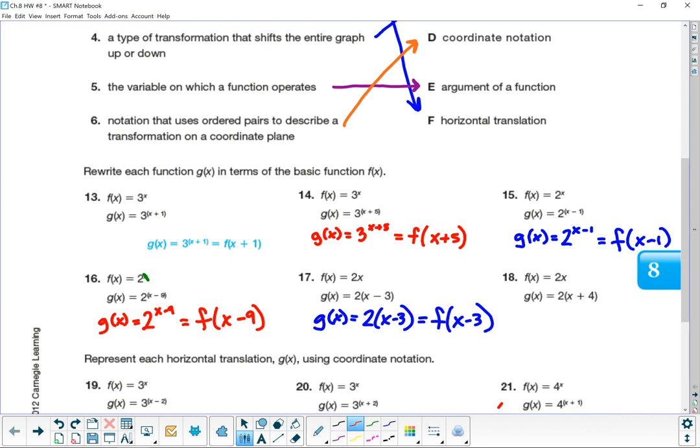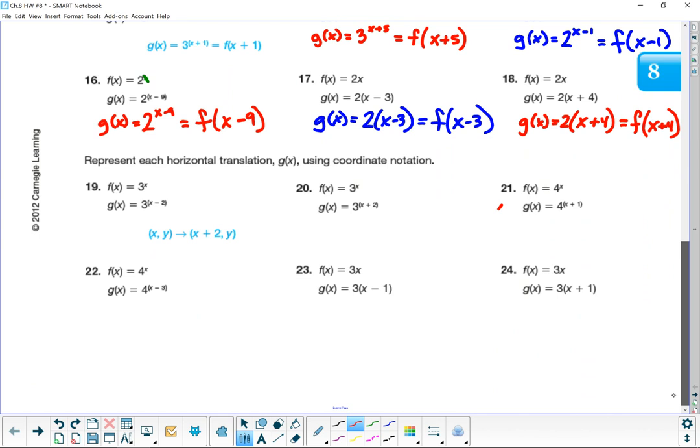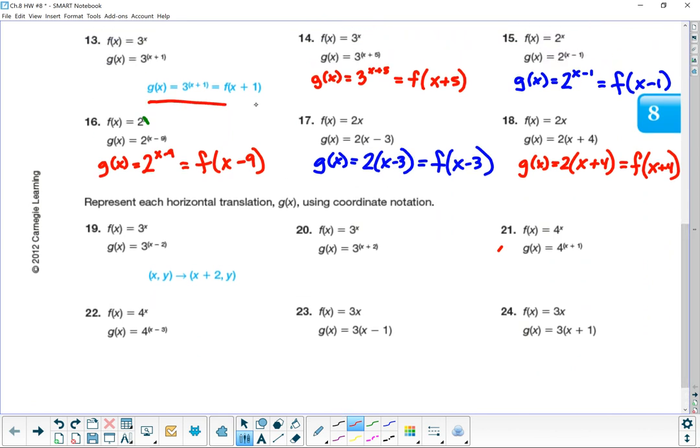Okay, last one. This is g of x. So g of x is 2 to the x plus 4. But the plus 4 is with the x. So that means that when we have our function f of x, the x is going to be x plus 4. That's all it really is. Again, we're trying to make it work like the example that they gave us.